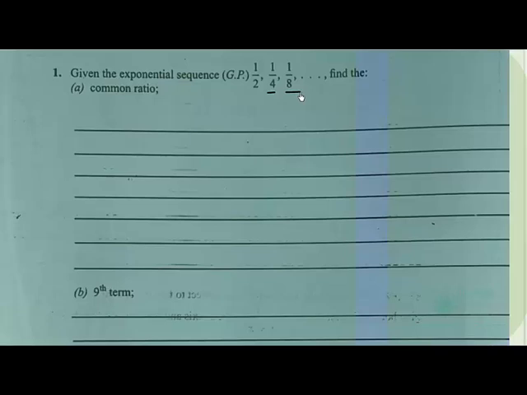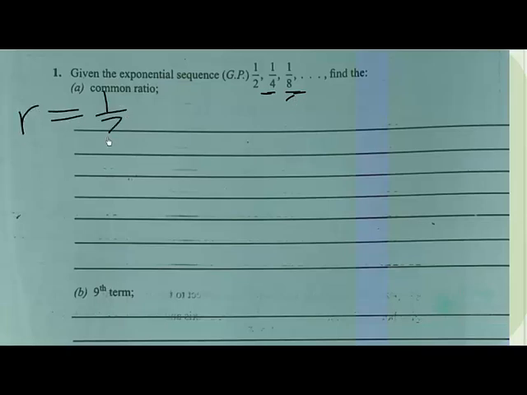So the term that comes first will divide the one that comes next. If you take any two terms, use the one that comes first to divide the one that comes next. So if I take 1 over 4 and 1 over 8, I'll divide 1 over 8 by 1 over 4. That will give me the common ratio R.